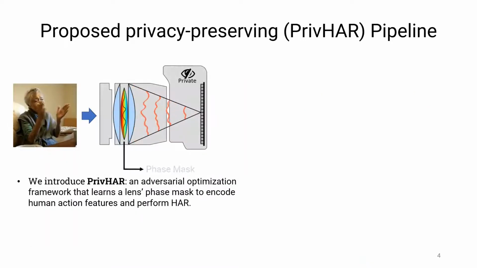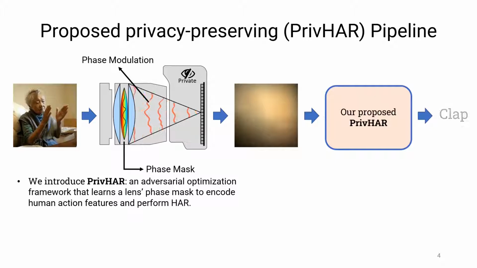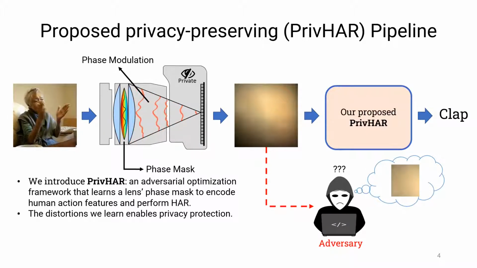In contrast to traditional cameras, in this work we learn to maximize the aberration in the lens to obtain a highly degraded image and protect privacy. Specifically, we learn to modulate the light to acquire a distorted image using a face mask such that the learned distortions preserve relevant features for activity recognition.